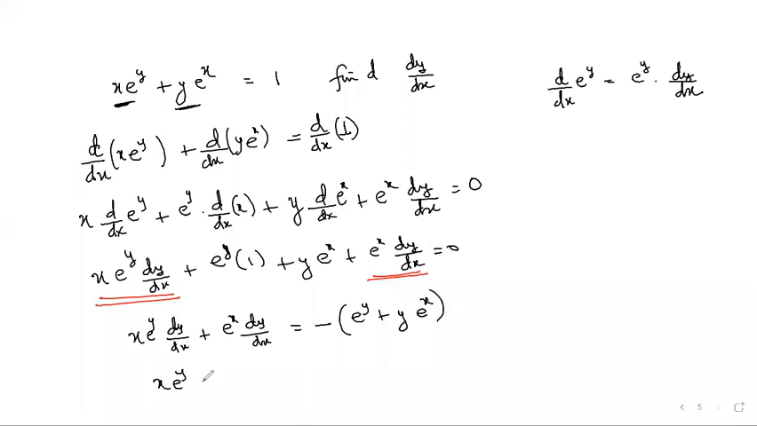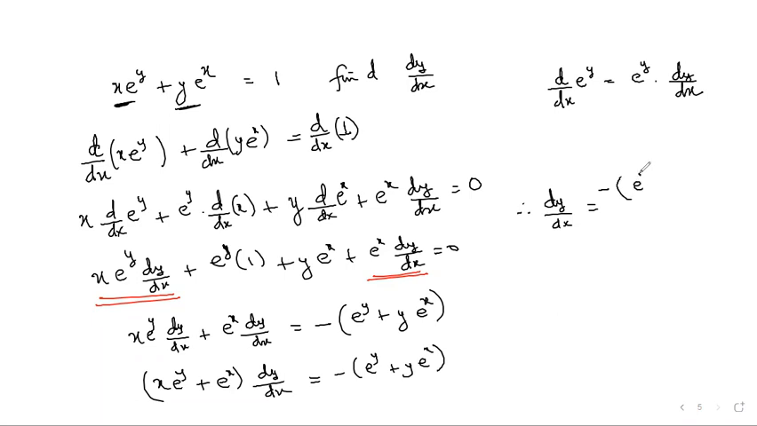So now we'll take dy by dx common and make dy by dx as a subject. Therefore, dy by dx is equal to minus e raised to y plus y e raised to x divided by x e raised to y plus e raised to x. This is your answer.